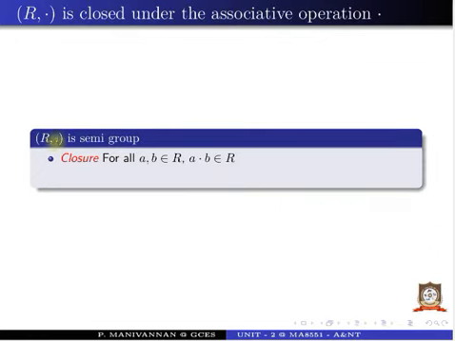Then R, dot will be a semigroup, closed under associative. First, the closure condition will be satisfied under multiplication dot. Yes, for all a, b belongs to R, a dot b belongs to R. It is the closure condition. The associative condition is (a dot b) dot c equal to a dot (b dot c). Here b dot c is inner, there a dot b is inner, so it is called associative. Then these two conditions are satisfied, so R, dot is called a semigroup.